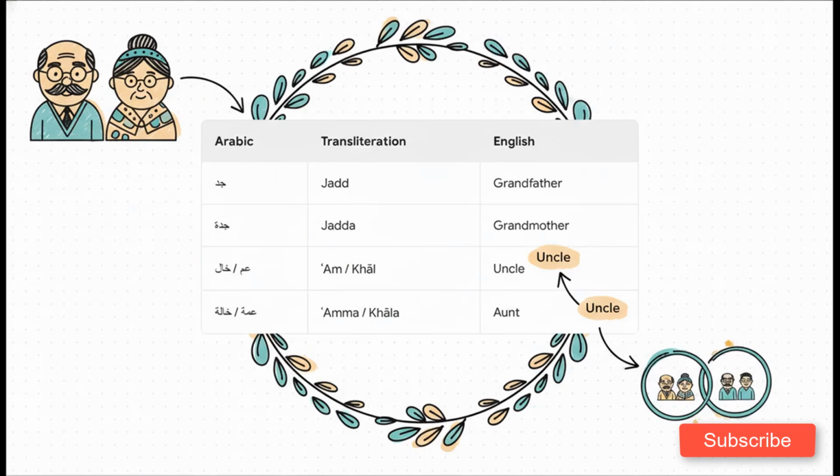Now, let's expand out a bit. Grandfather is Jad, and grandmother is Jadda. See the pattern? Easy, right? Now for uncle and aunt, this is where Arabic gets really interesting and specific. You use... for your uncle on your dad's side, and khal for your uncle on your mom's side. And it's the exact same logic for your aunt. Amma for your dad's sister, and khala for your mom's sister. It's a pretty cool little detail about how the language views family.